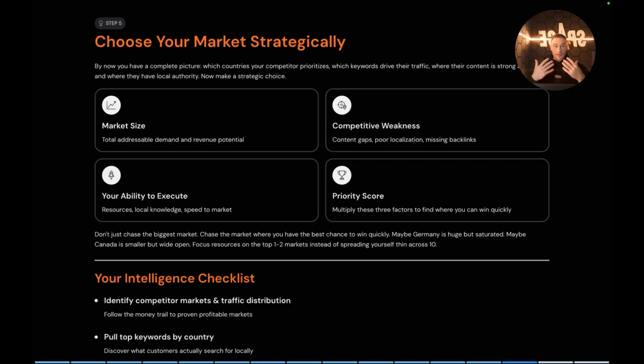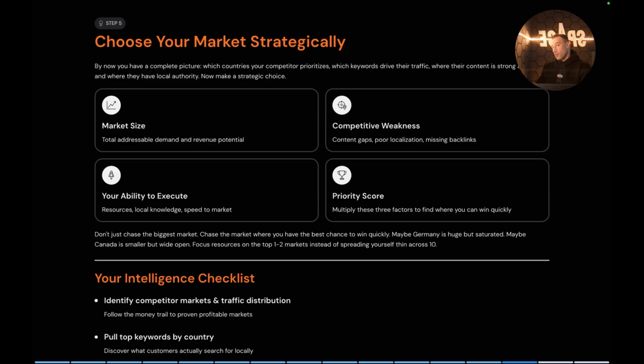So what you're hunting for is the sweet spot: clear demand, visible competitor investment, but obvious weaknesses in content depth, localization, or local authority. And that is basically how you expand like a strategist and not like a gambler that just goes with gut feeling and thinks, hey, we're gonna scale into this country and it will all come true.